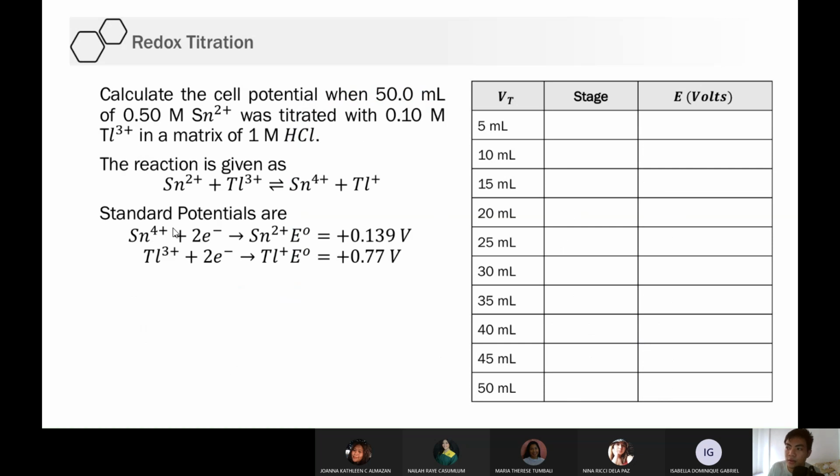And same thing for this one. So, ang coefficients naman niya ay 1. I gave the standard potential. Okay. So you can apply the equation before. Again, this is the analyte.